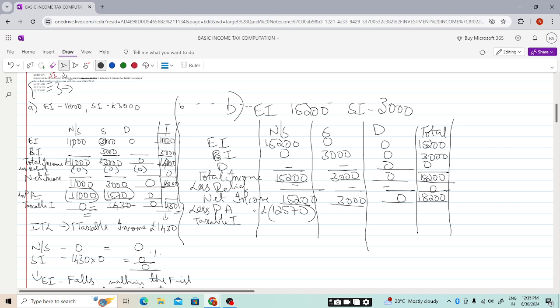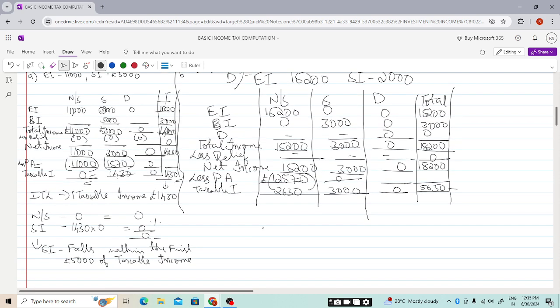As personal allowance will be reduced in which order? Non-saving, saving and dividend. As the personal allowance whole gets reduced at the non-saving only. So what will be our taxable income for the non-saving? It will be 2,630 pounds. For saving income, it will be as usual, because personal allowance is used by the non-saving, so dividend will be 0. So our total taxable income will be 2,630 plus 3,000, that will be 5,630.